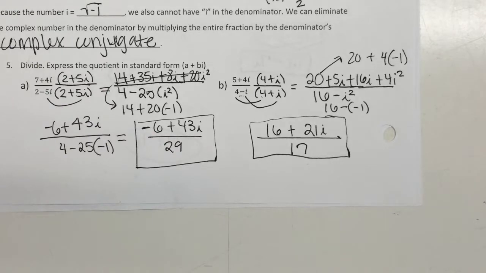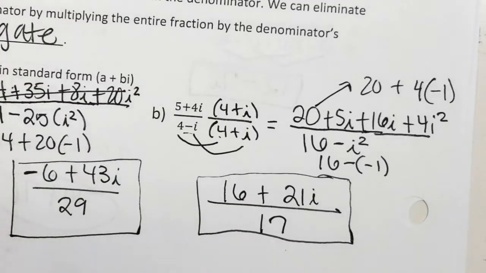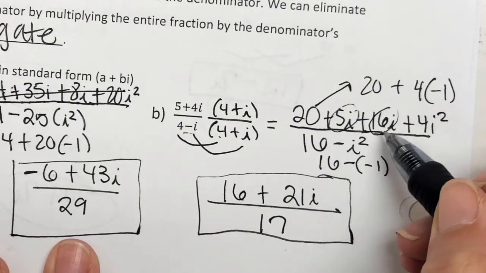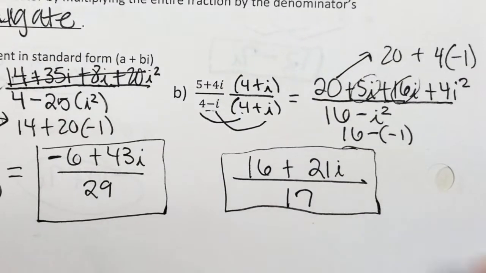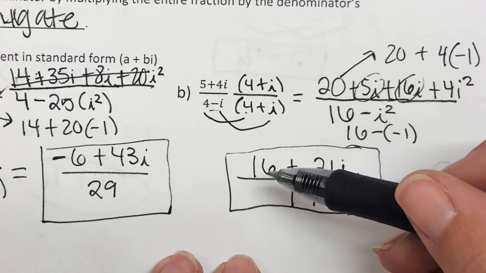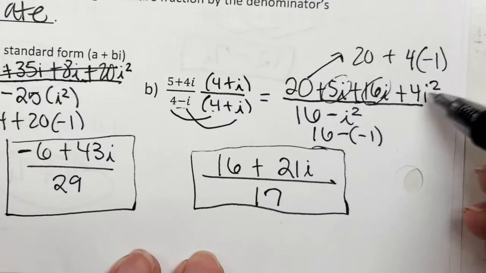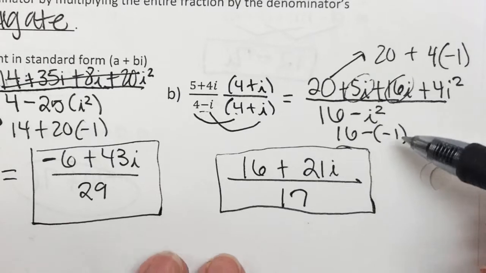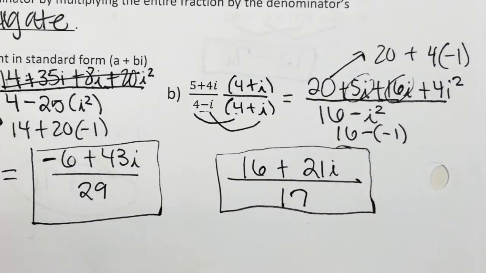On top, we combined our like terms in the middle. So 5 plus 16 is going to make that 21i. Here, I replaced it with negative 1. Same thing on bottom, I took the i squared and replaced it with negative 1. I'm going to multiply the whole thing back.